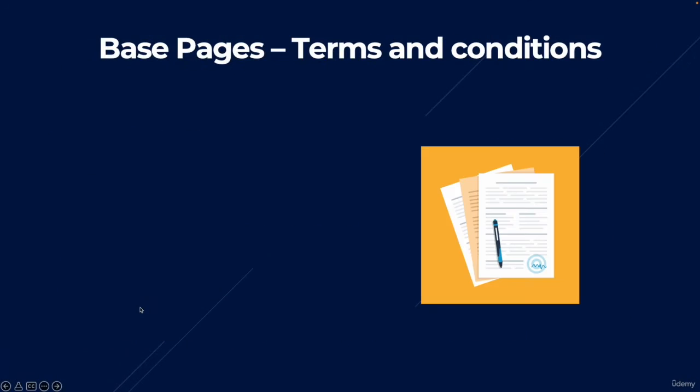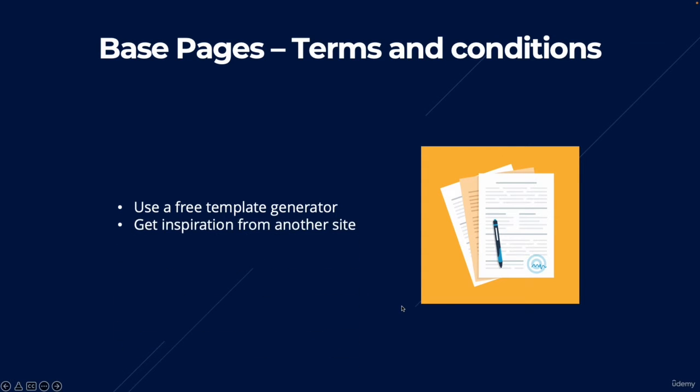The second legal page you're going to want to make sure you have on your website is your website's terms and conditions. You have a few different options you can use to come up with your terms and conditions. You can, number one, use a free template generator, which is what I use all the time. Or number two, you can get inspiration from another website. Notice how I didn't say directly copy another website. You definitely want to tweak it a little bit to make sure it suits your website. Or number three, you can pay for a professional one.